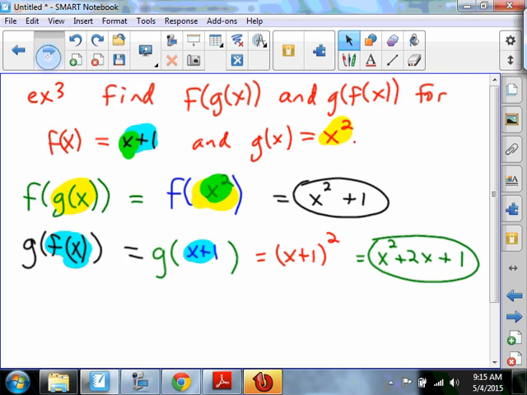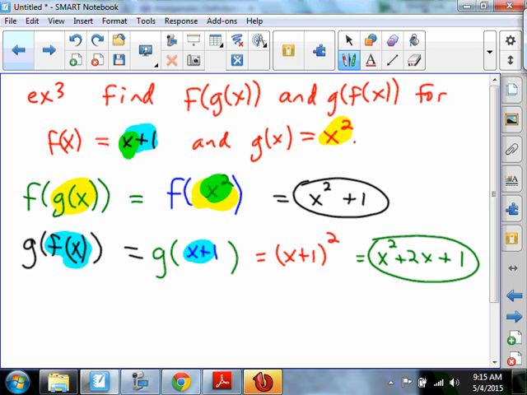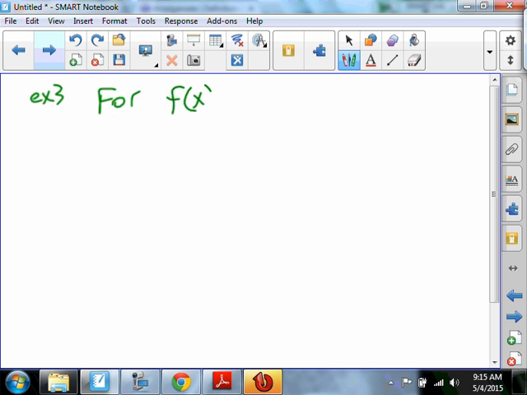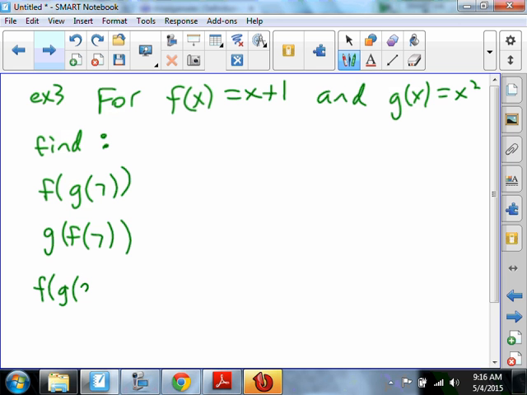Let's build on this. Let's go to example 3. For f of x equals x plus 1 and g of x equals x squared, find each of the following. Let's find f of g of 7. Let's find g of f of 7. Let's find f of g of 2. Let's find g of f of negative 3.